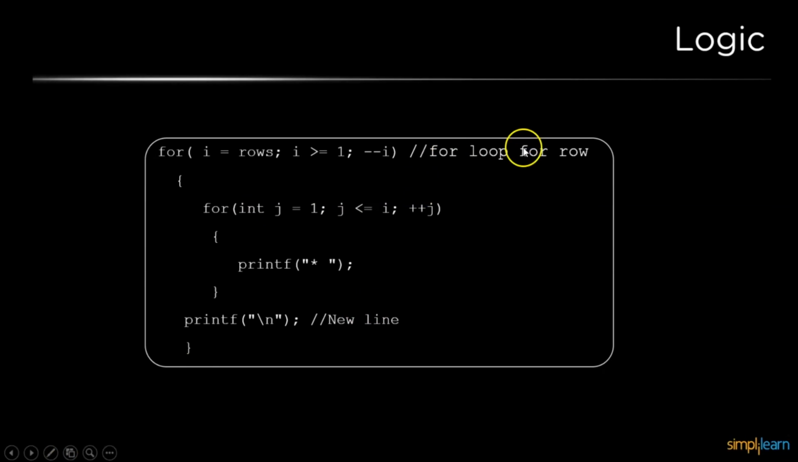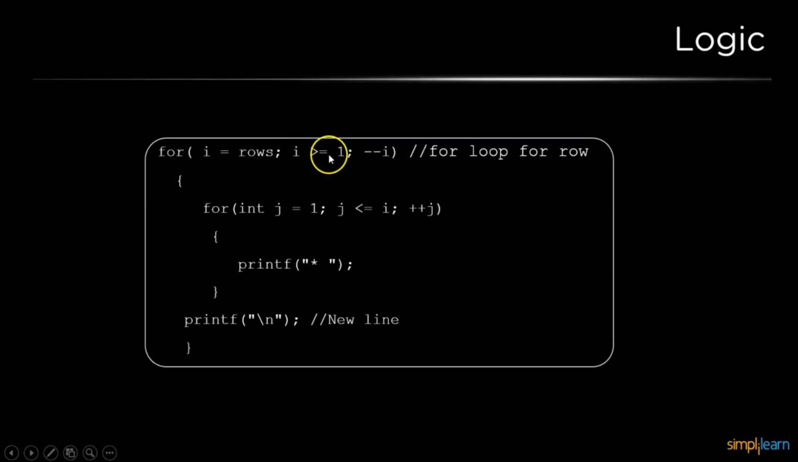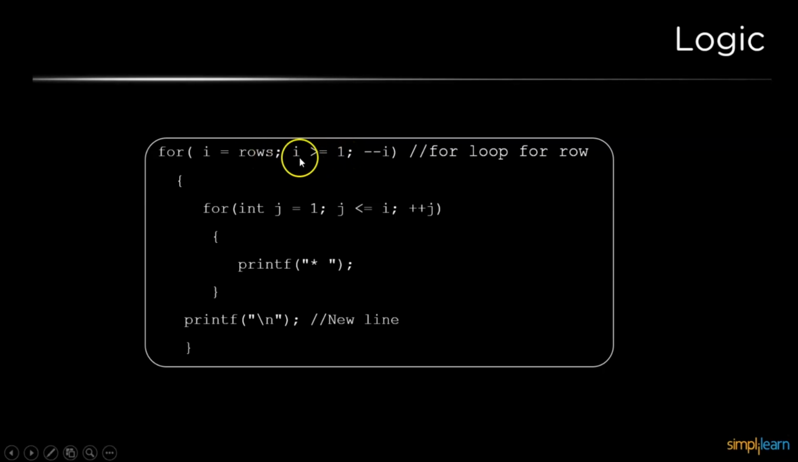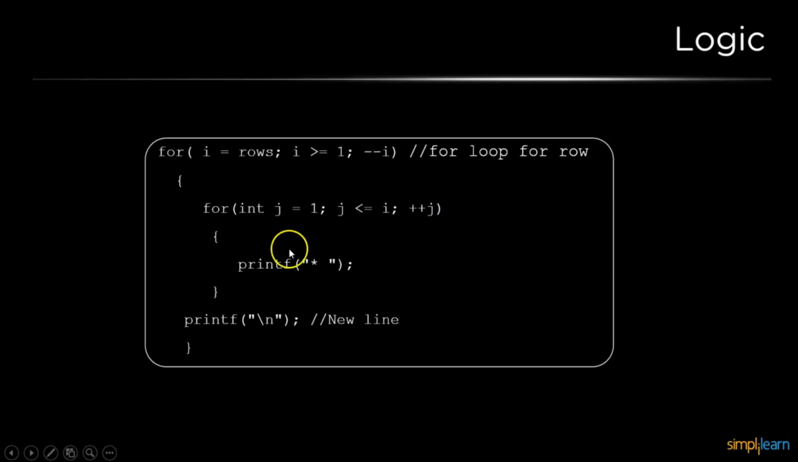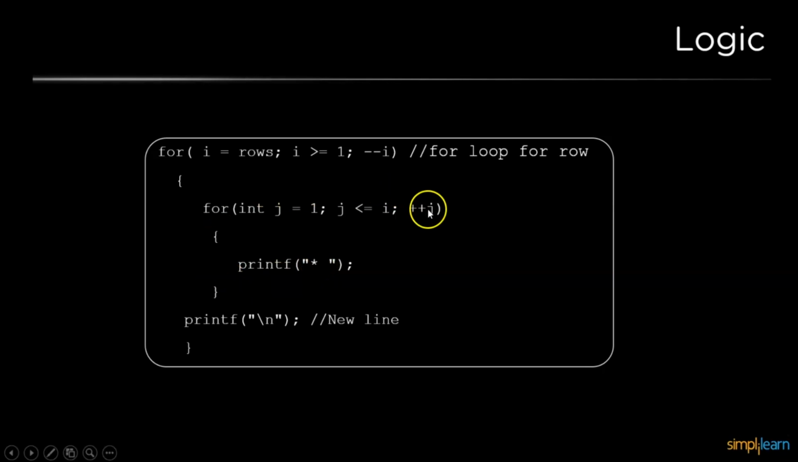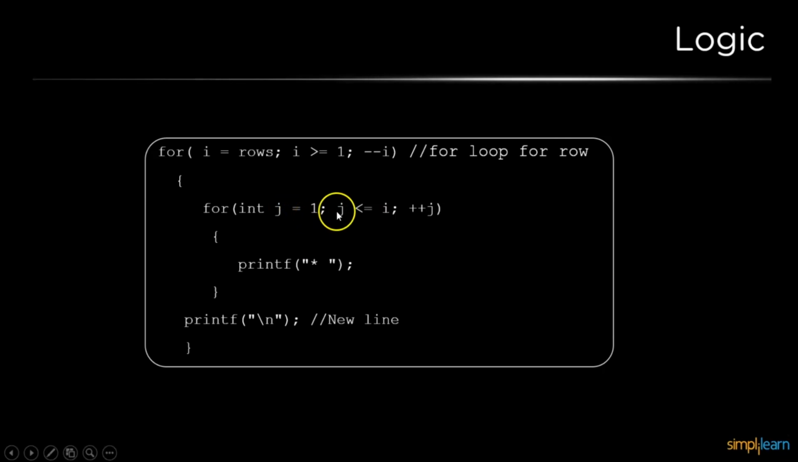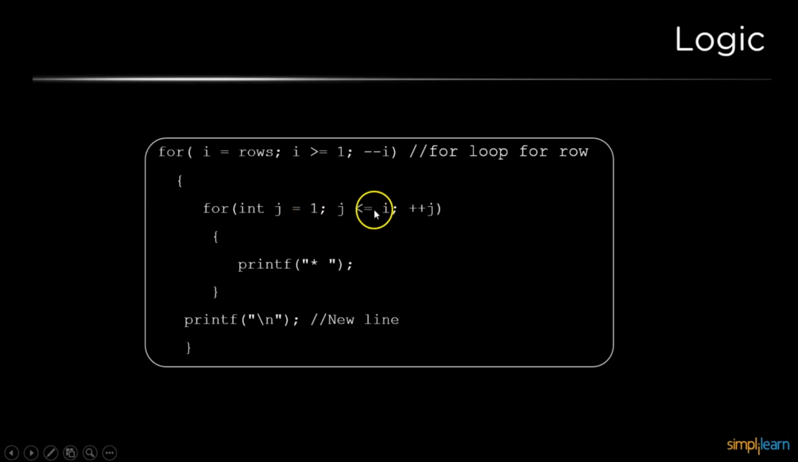We have outer for loop for rows and inner for loop for columns. So initially I is equal to 5. So 5 greater or equal to 1, which is true. So the control comes to the inner for loop, and initially J value is 1. So 1 lesser or equal to 5, which is true. So it prints the first star. And again the control goes back and increments J value by 1. So now J value is equal to 2. 2 lesser or equal to 5, again true. So it executes the statement under the inner for loop. Prints the second star.